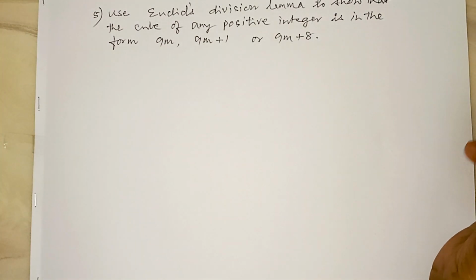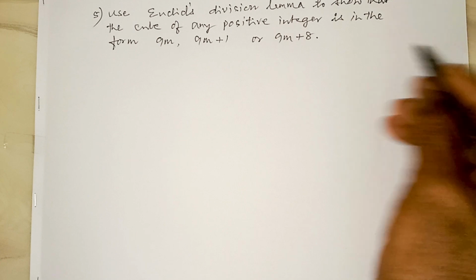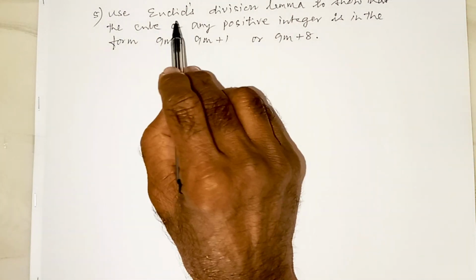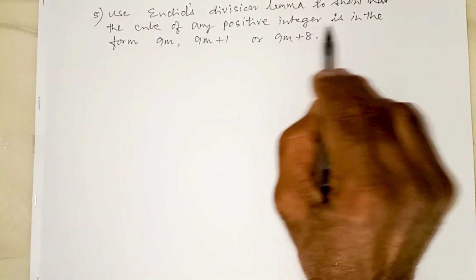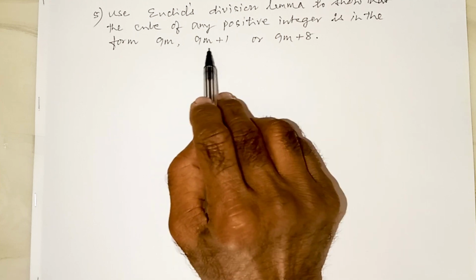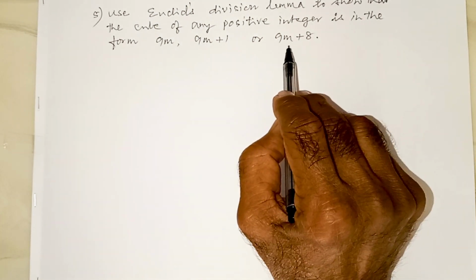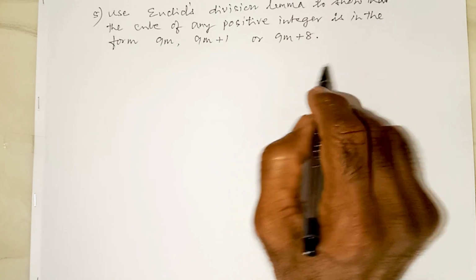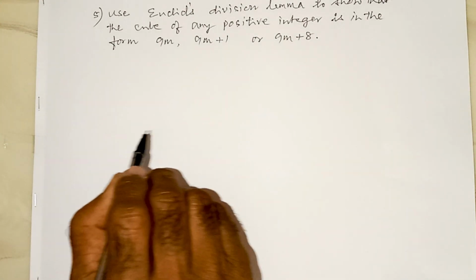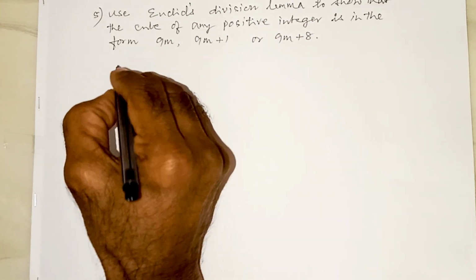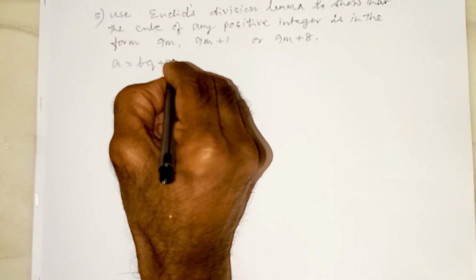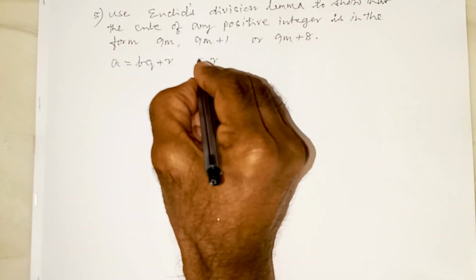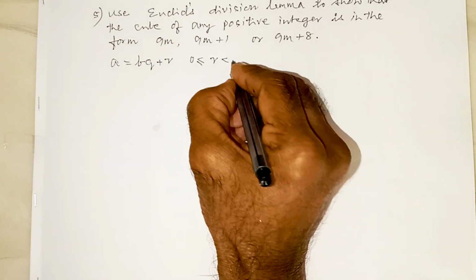Okay, students, we are going to talk about question number 5. This says use Euclid's division lemma to show that the cube of any positive integer is in the form of 9m, 9m plus 1 or 9m plus 8. For this, let us first write down Euclid's division lemma, which is a equals bq plus r, where r is more than or equal to 0, and it should always be less than b.